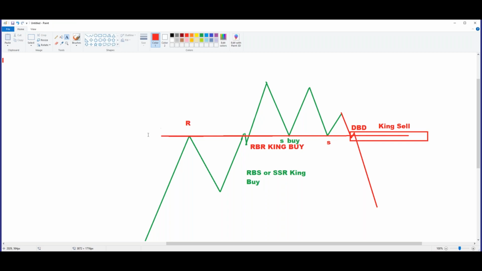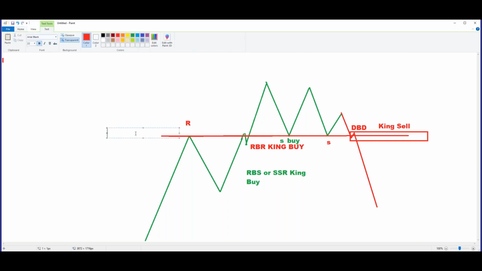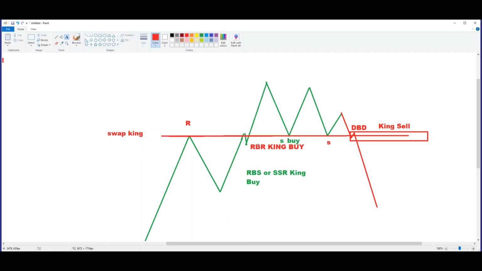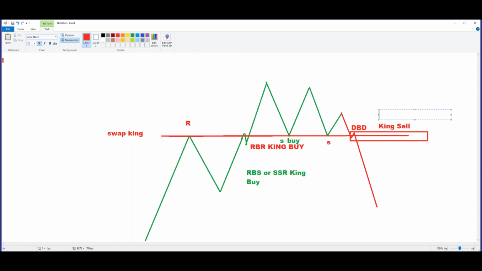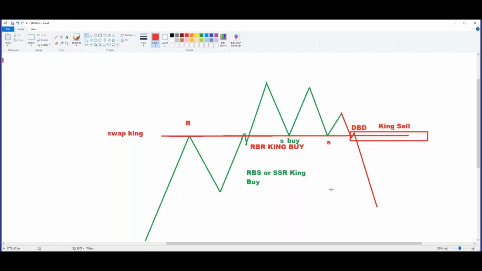So this area or this level, we have resistance, we have rally base rally, we have support. This is already a significant support, and then this is a king sell. So this level, what we call this is a swap king, a swap between king buy to king sell. So this king sell now takes charge and is very powerful because it already broke this king buy setup. So when price goes back over here, we are going to sell. So far so good.